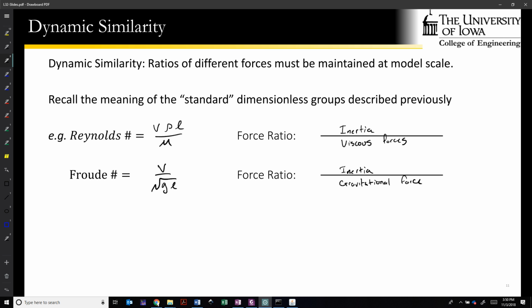So the requirement here to satisfy dynamic similarity, for example, is that the Reynolds number at the model scale has to equal the Reynolds number at the prototype scale. Because if you do this, it means that the balance between inertial and viscous forces at model scale will match the balance at the prototype scale. So on and so forth.